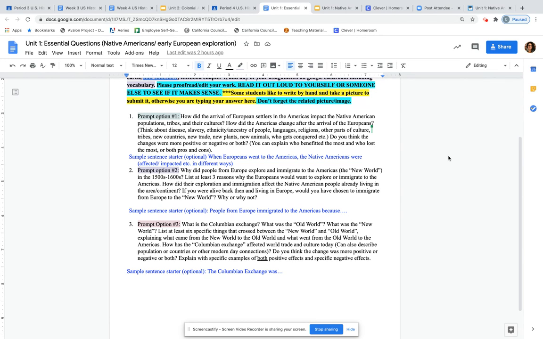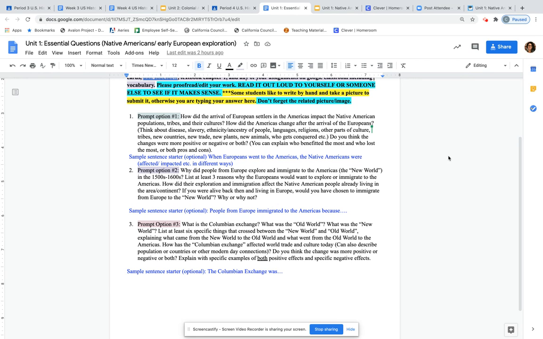You can think about disease, slavery, the ethnicity or race or ancestry of people, languages, religions, other parts of culture, what happens to specific tribes, new countries that come about, trade, plants, animals, who gets conquered, etc. And then it says, do you think the changes were more positive or more negative, or just both, equally positive and negative? And you can choose to look at this at who benefited the most, who lost or suffered the most, or more of a pros and cons situation. It's up to you.